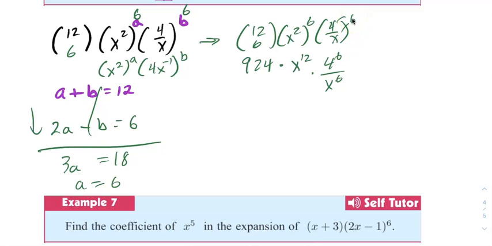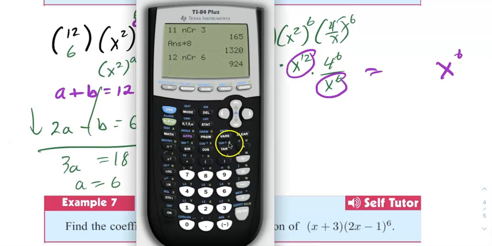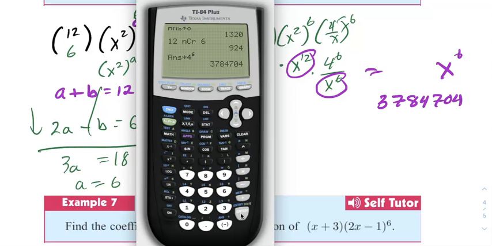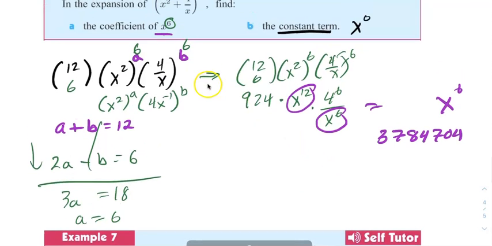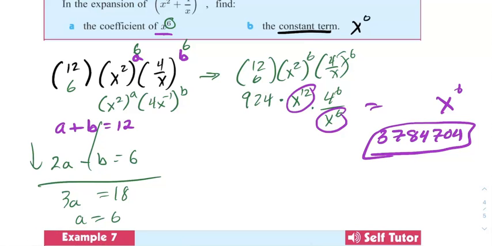Your x, these two cancel, reduce, and you get x to the 6, right? 12 minus 6, one's on top, one's on bottom. These two things just multiply. So 924 times 4 to the 6. And we get that number, 3784704. Now notice what the question was, find the coefficient of x to the 6. I actually don't want x to the 6, I just need this, the coefficient of it. And that's it for now. We'll finish the rest in class.